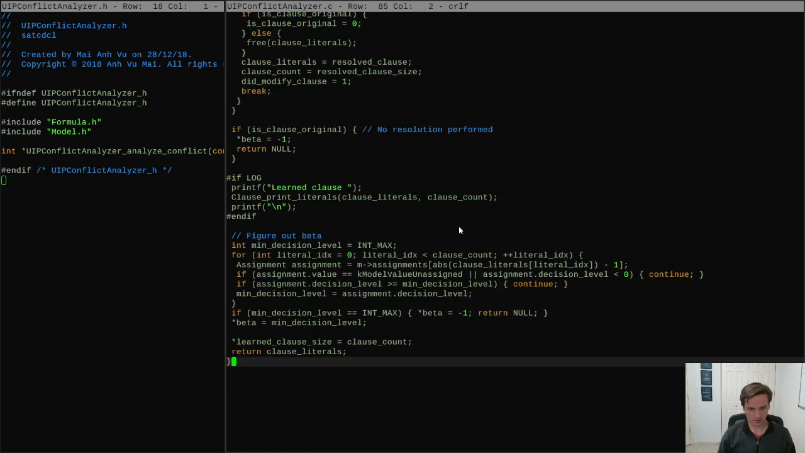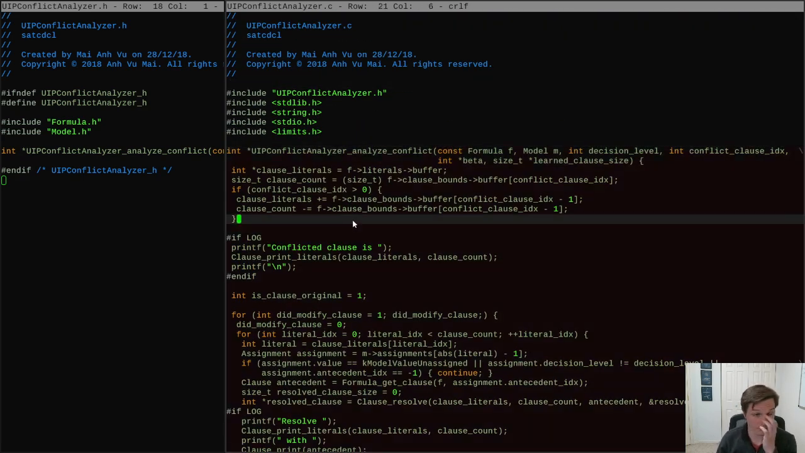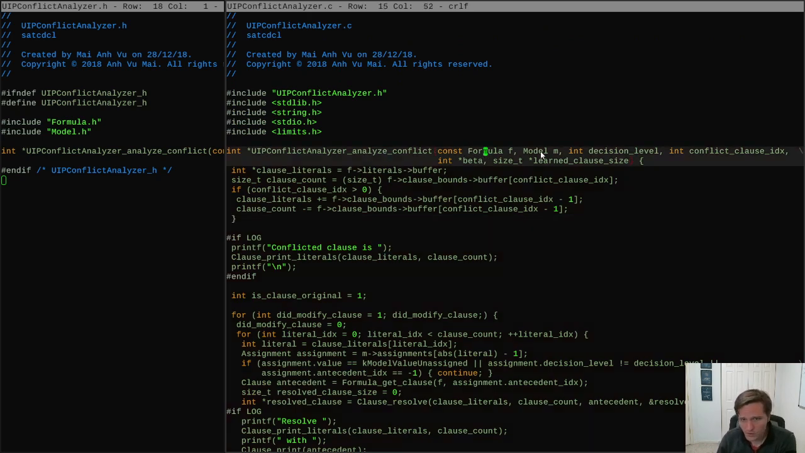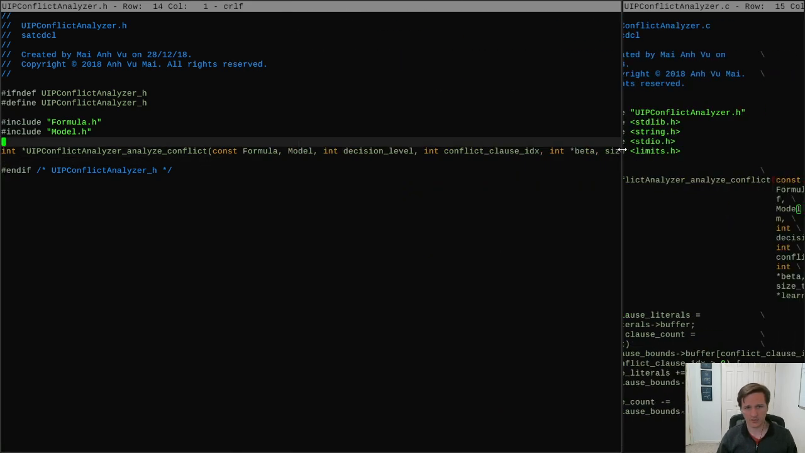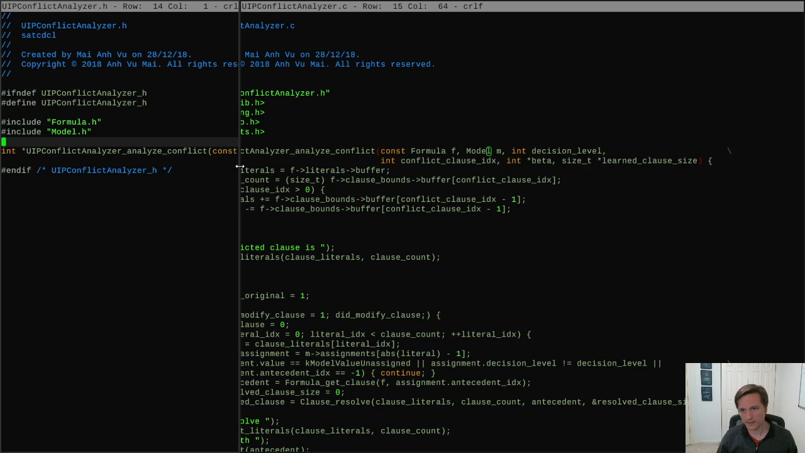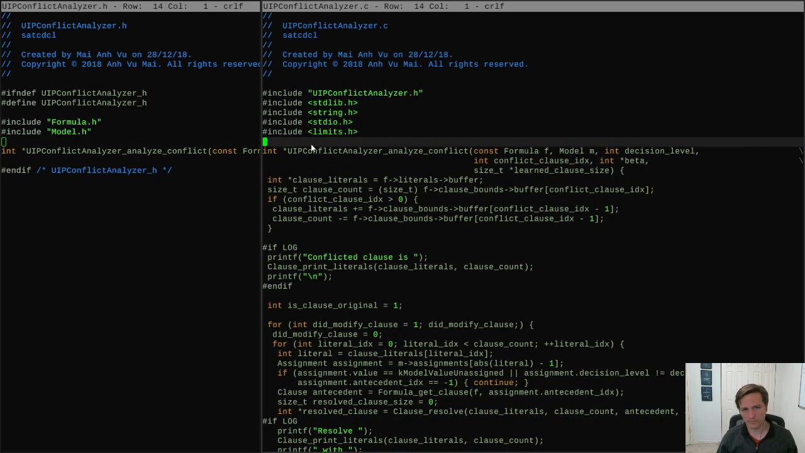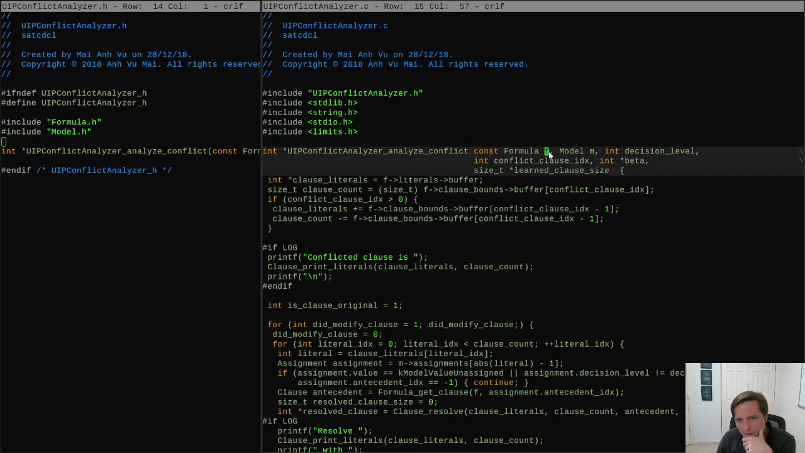And it's just one big function. There are no data structures or helper functions to learn about this time. So what are we dealing with here? In terms of the signature, man, it's a big list of stuff. Formula, M, decision level. Yeah, we figured this out earlier, right?